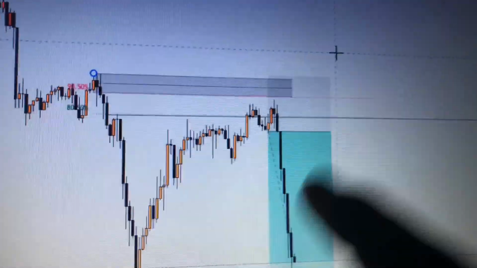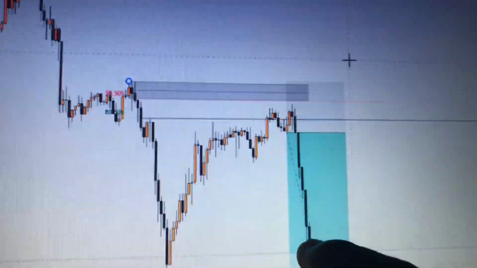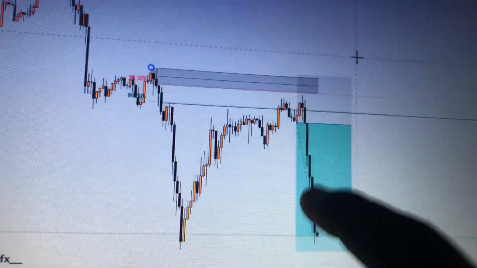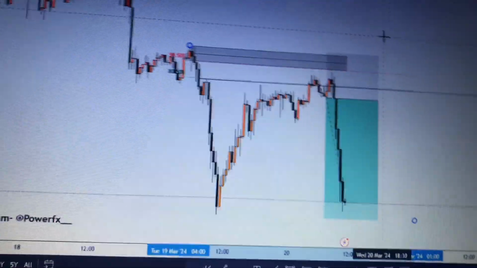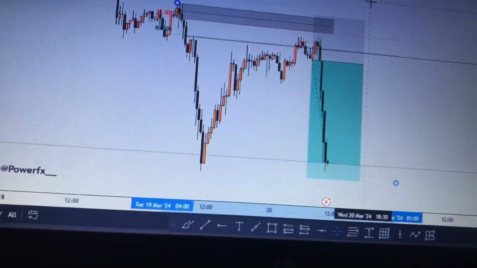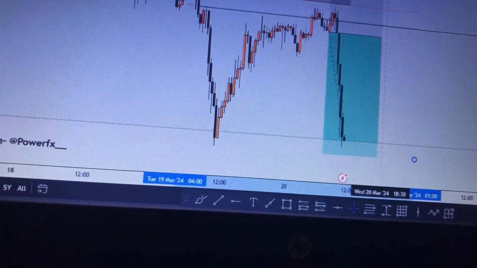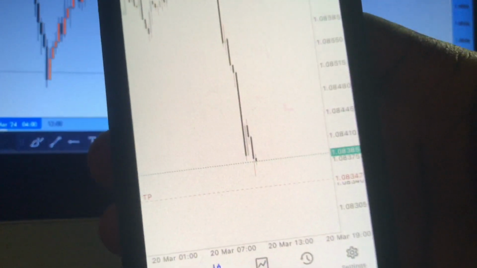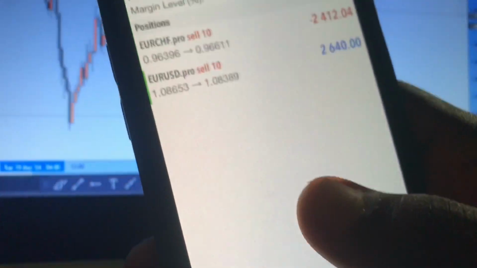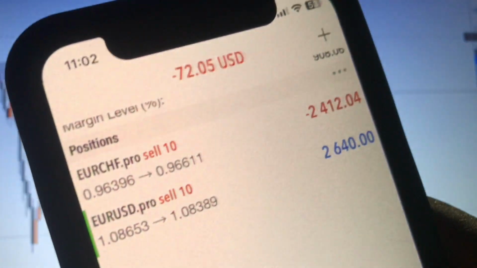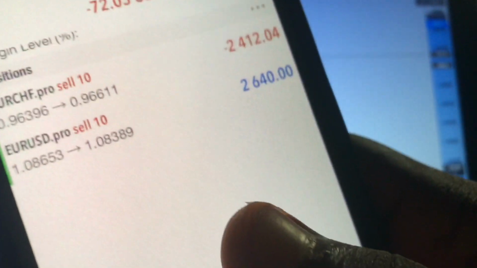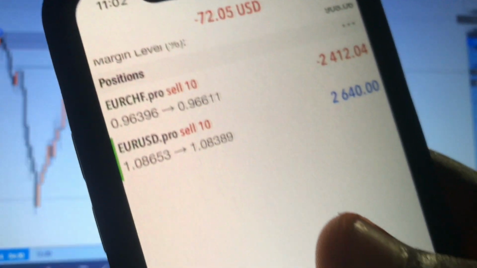Price started dropping all the way to the downside. So this is the reason for this particular trade on EURUSD, how I was able to capitalize on this move. Let me show you guys what's currently going on. It's almost at TP, about to hit TP. I'm in on a loss on this particular EURCHF. So yeah.